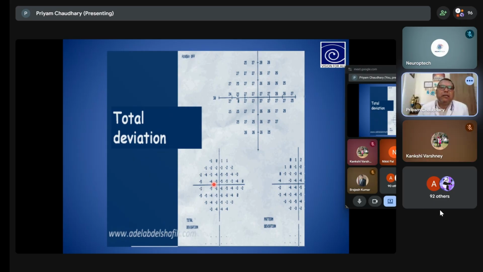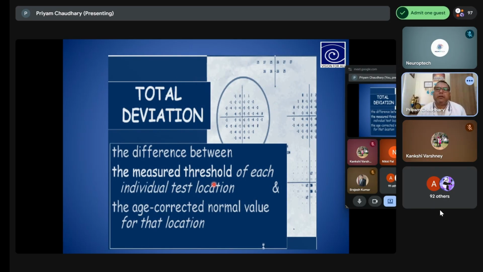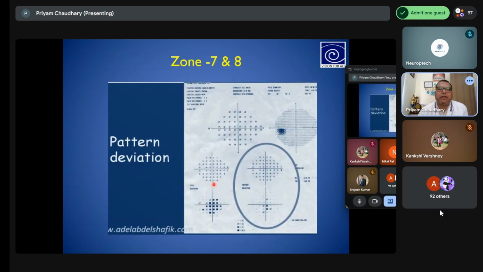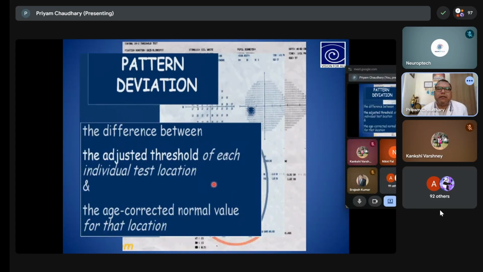So this is the total deviation. The difference between these, all John explained.